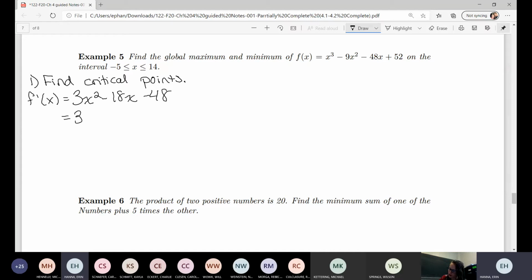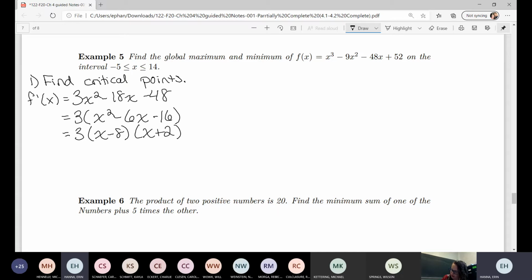Remember, I suggest factoring out any common factors in whatever your derivative is. All of those terms have a 3 in common, so I'm going to pull it out. We need to set this equal to 0. Personally, I would suggest factoring this. If you wanted to set it equal to 0 and use the quadratic formula, that's perfectly fine. But if we factor this, two numbers that multiply to -16 and add to -6 would be -8 and +2.